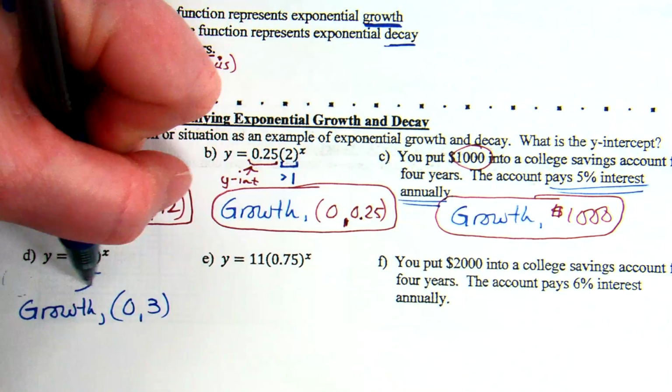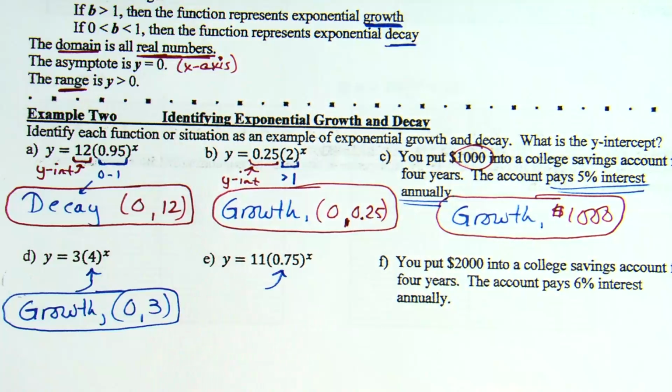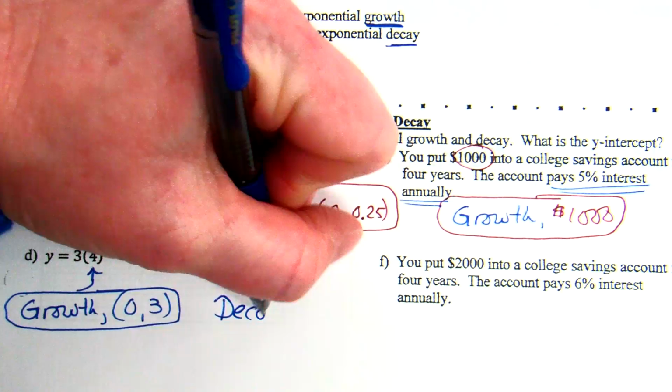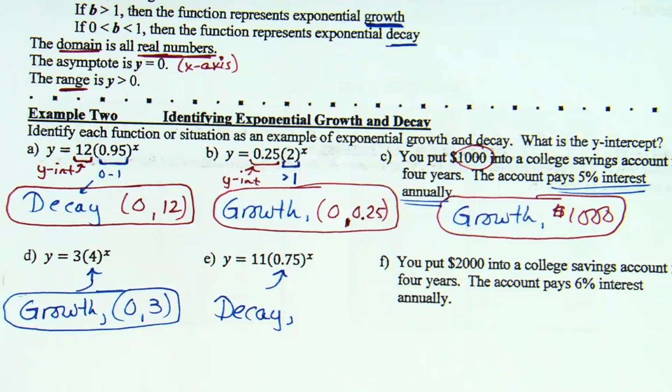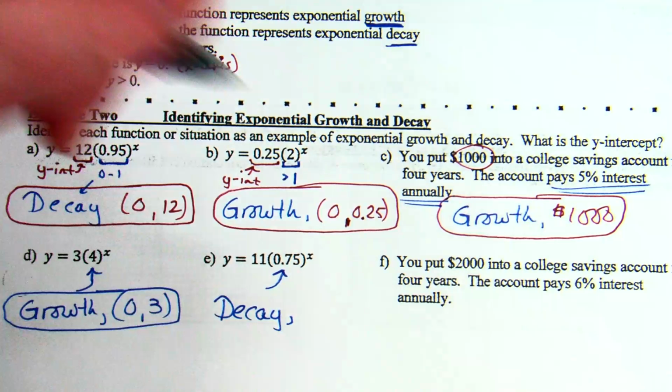Okay, E. Growth or decay? Decay because the number with the x as the exponent is between 0 and 1. So 0.75. Y-intercept? 0.11. Oh, 0.11. Okay, grab the correct number. Easy to make that mistake. 0.11.